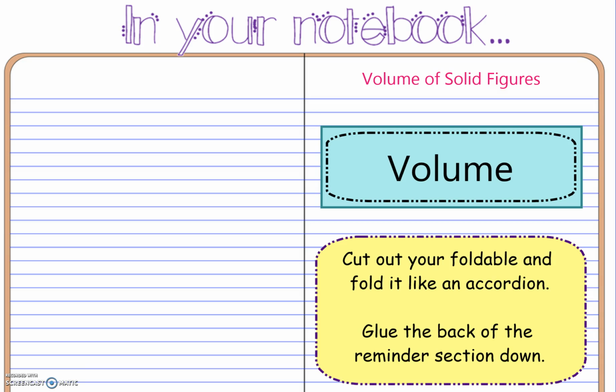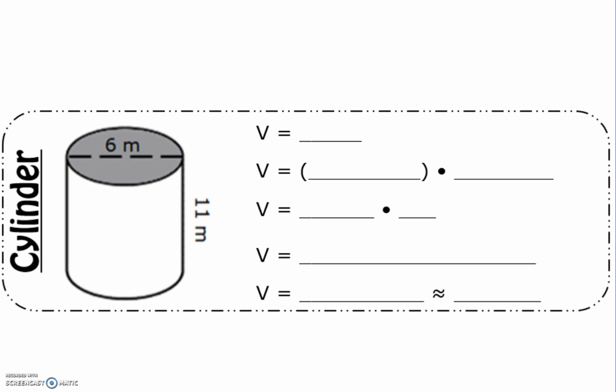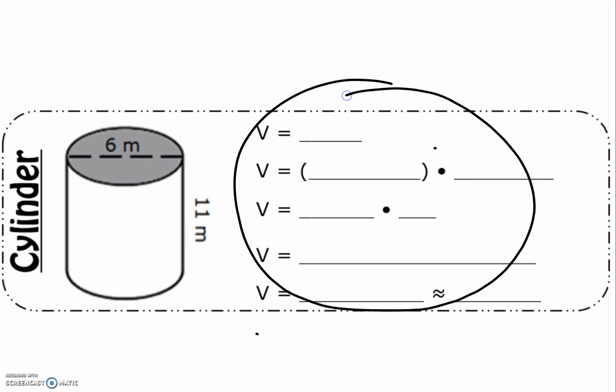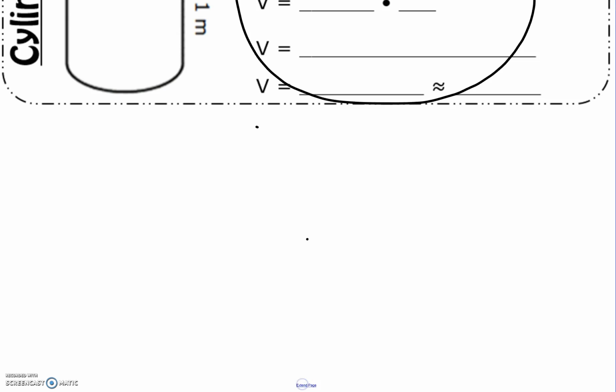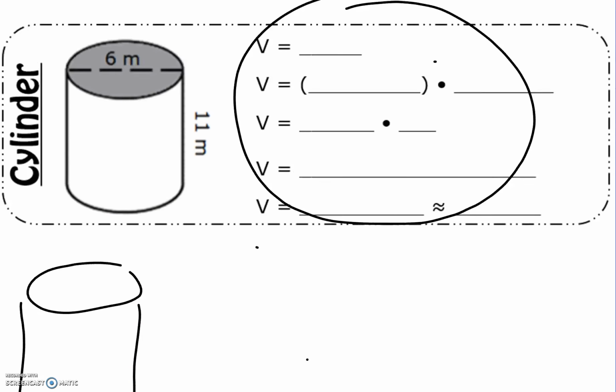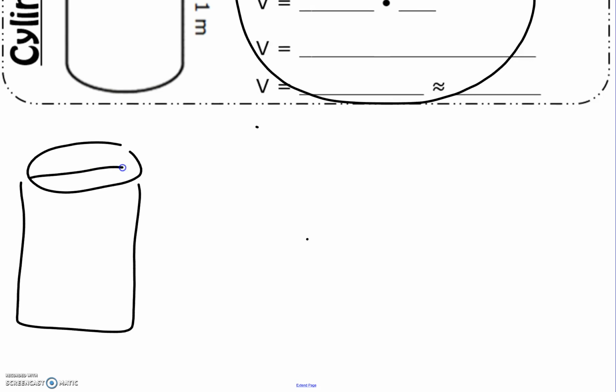So in the notebook, in the foldable that we glued in today, yours has a blank spot right here. This is blank for you, so I'm going to go ahead and extend my thing. But your picture is the same because we're going to teach it to you a little different way. So you have your cylinder. And this is 6 across, and this is 11. Your height is 11.